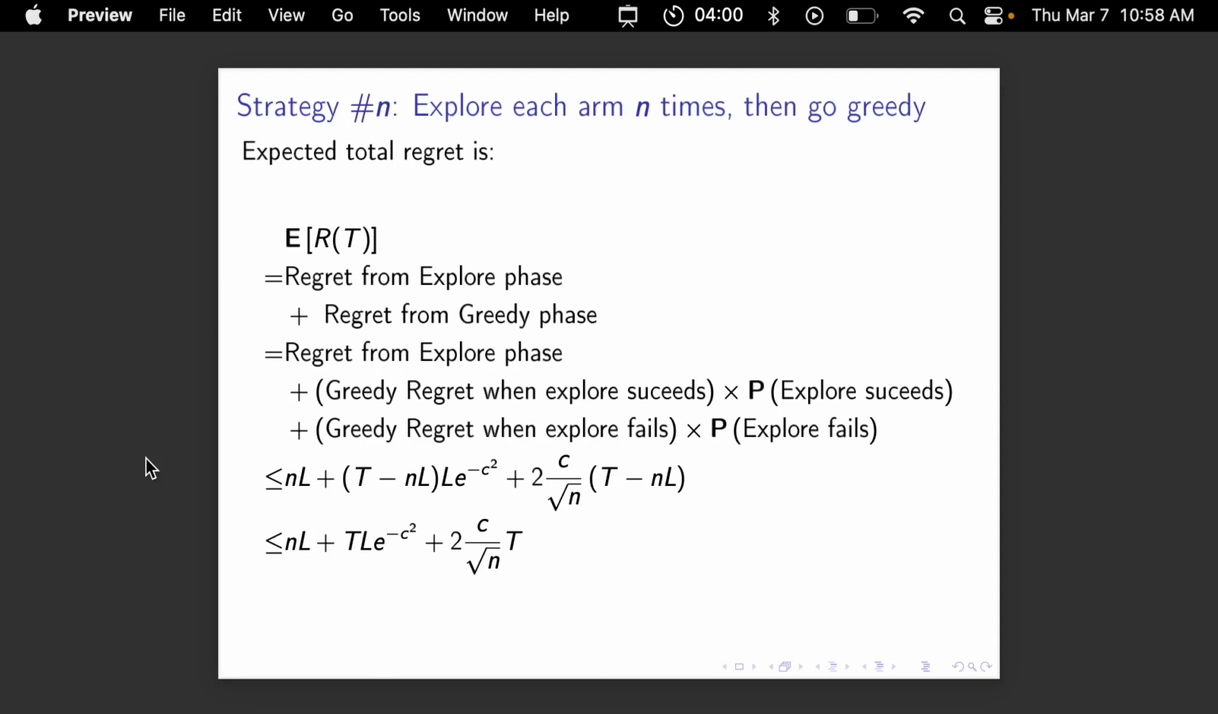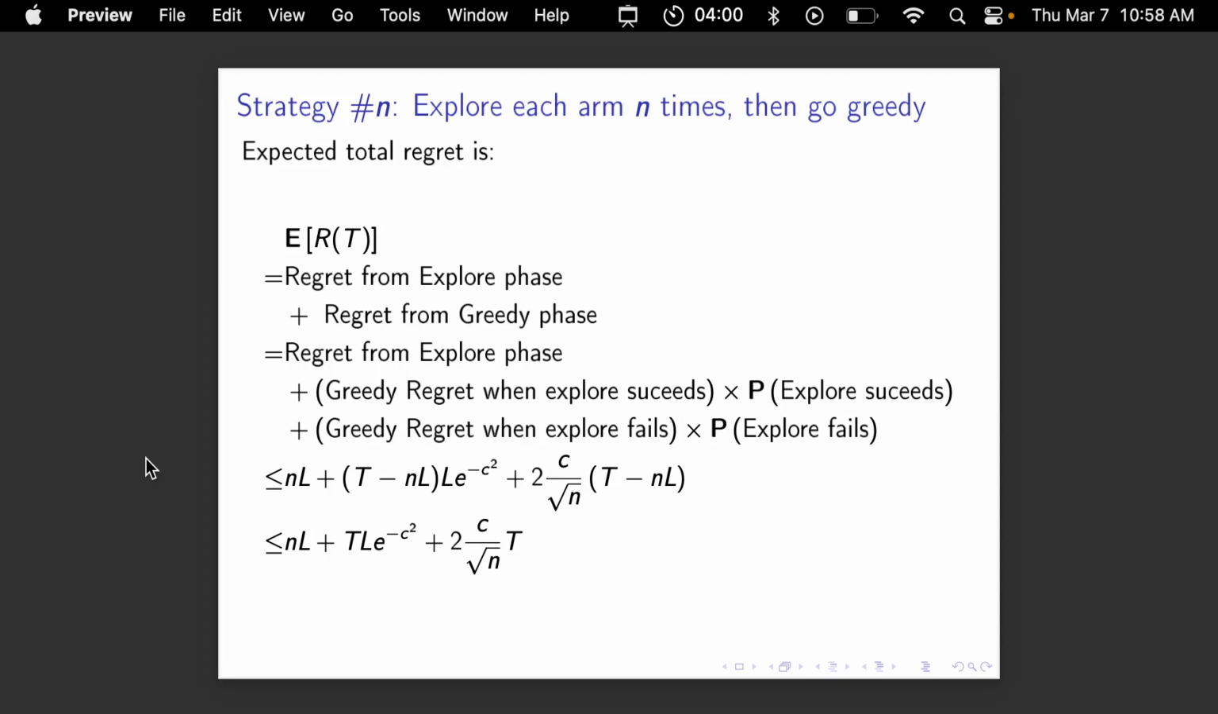The regret from the explore phase is nL. I'm just saying the regret is less than 1 in each round. There's nL rounds. Great, nL. When the explore succeeds, that's this term, then there's no more than 2c over square root of n regret per round. That's what we just did. You play T minus nL rounds. Very nice. When the explore fails, I'm going to give up. And again, you get a lot of regret in this situation. When the explore fails, you really get a lot of regret. But we know that the probability is small. The probability is less than L times e to the minus c squared. So at the end of the day, we've bounded the regret by nL plus TL e to the minus c squared plus 2c over square root of n times T. Okay.